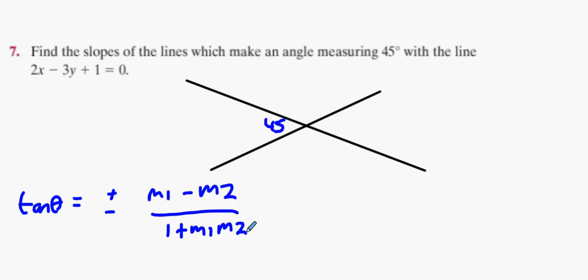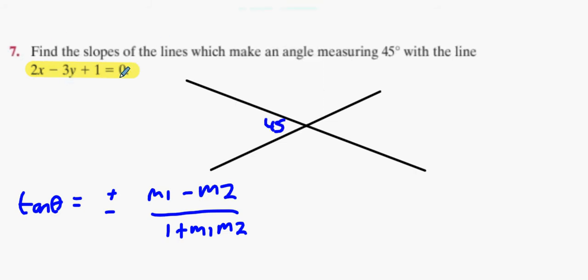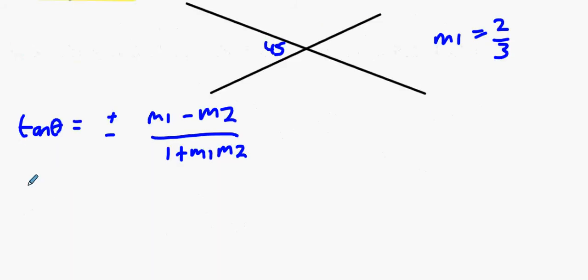I'm going to get the slope of this line, and that one can be my m1. So get y on its own, and we get 2x plus 1 equals 3y. Therefore, y on its own is 2 over 3 x plus 1/3. Our slope is 2 over 3, so m1 equals 2 over 3. We know the angle is 45, so that's no bother. So tan 45, we all know is what, guys? Tan 45 is 1.